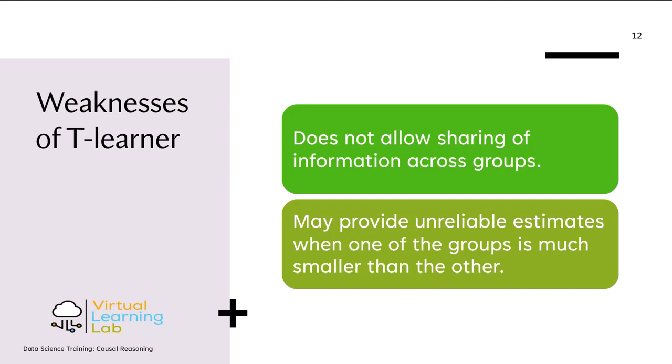Because in the T-learner you are using different models for the treated and untreated, you are not allowing the sharing of information across groups. And if one of the groups is much smaller, you may have unreliable estimates of the conditional average treatment effect.